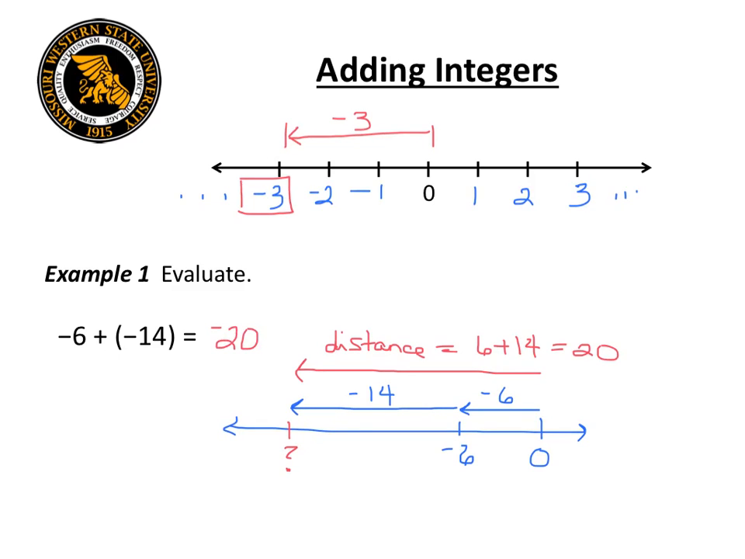Generalizing, when we add two integers having the same sign, we add the number parts and keep the common sign.